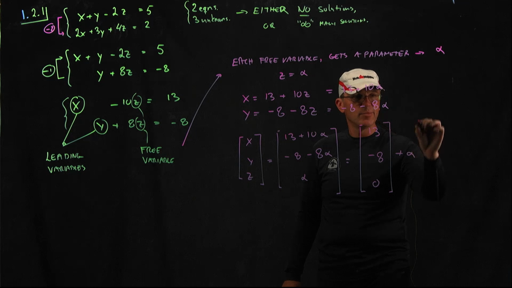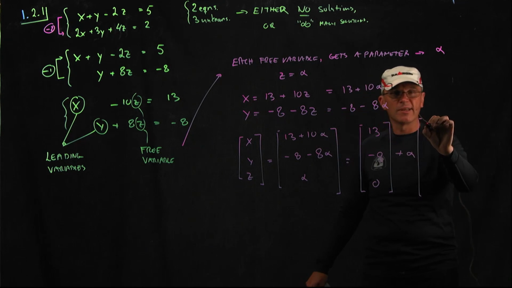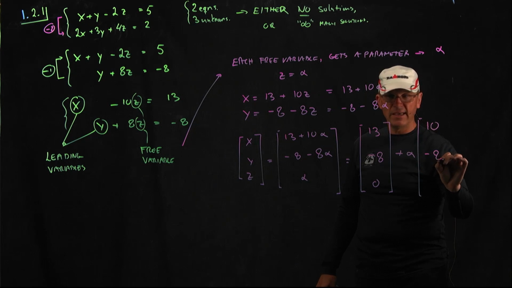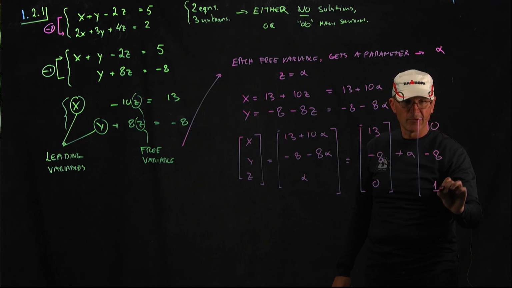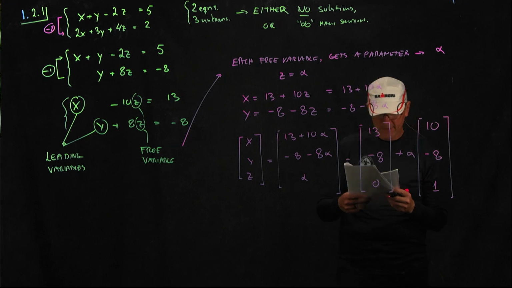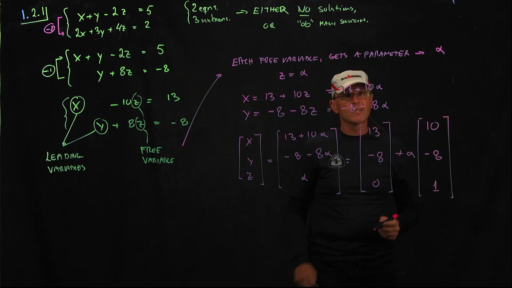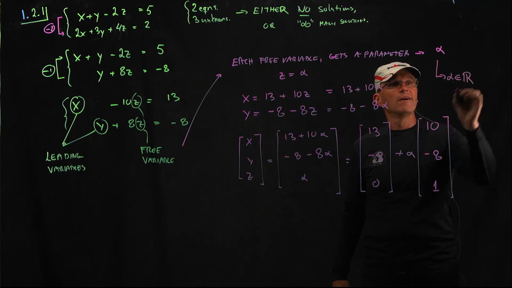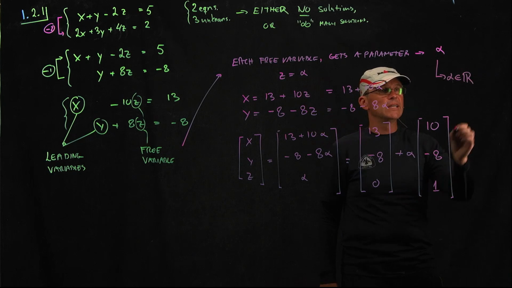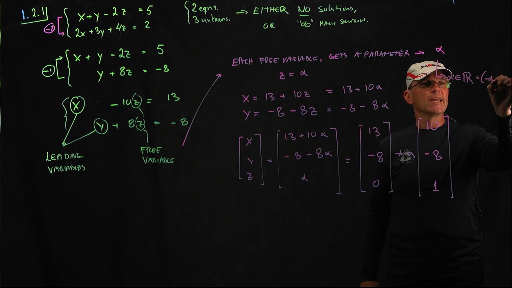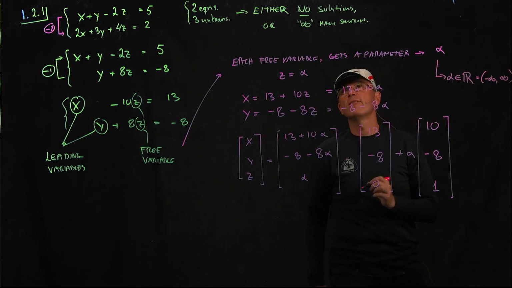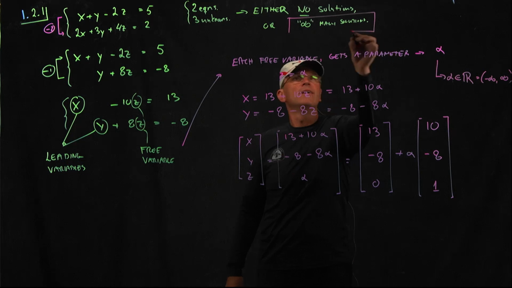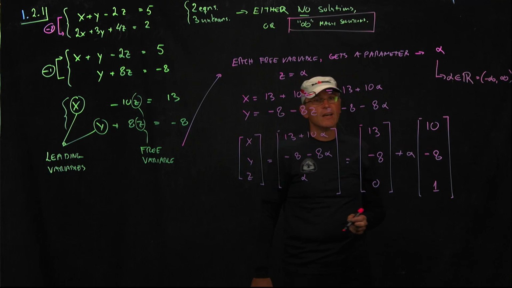Then we have the alpha dependent part, right? So alpha is multiplied by 10 for X, multiplied by negative 8 for Y, and multiplied by 1 for Z. Those are our solutions, where again alpha can take all the values in R, anything between negative infinity and positive infinity. So in this setting, we ended up with infinitely many solutions of this form.